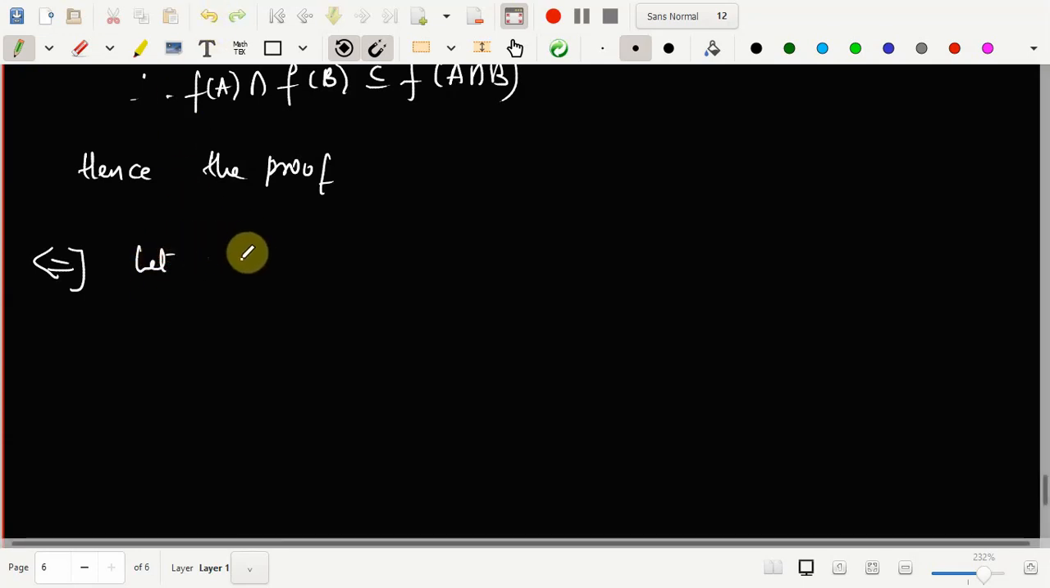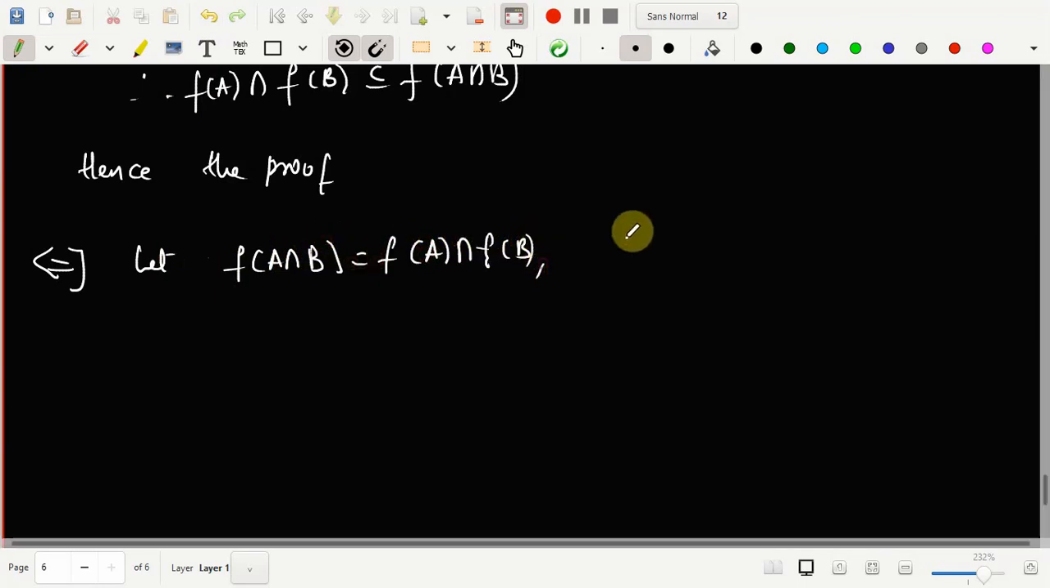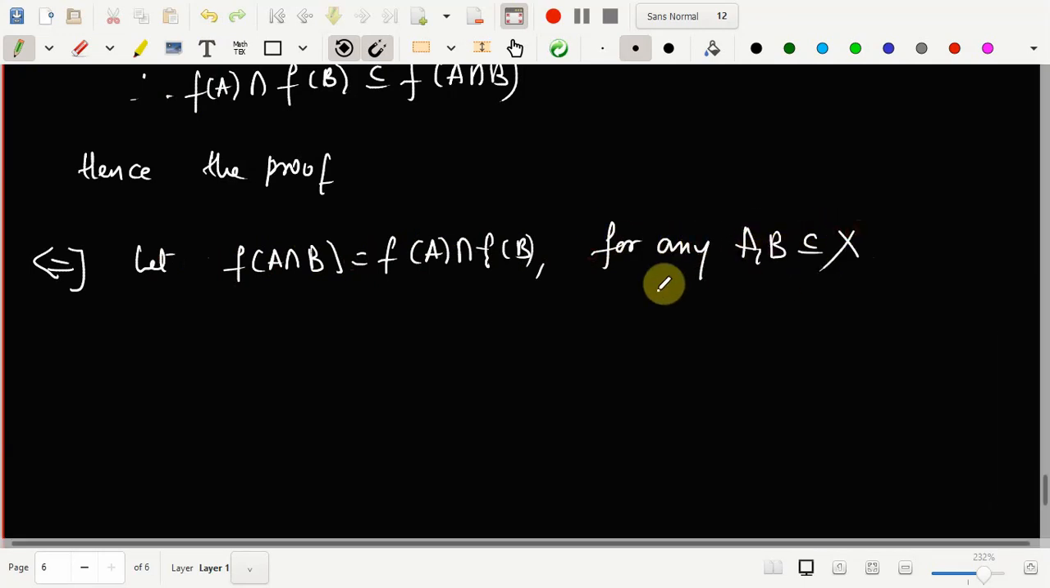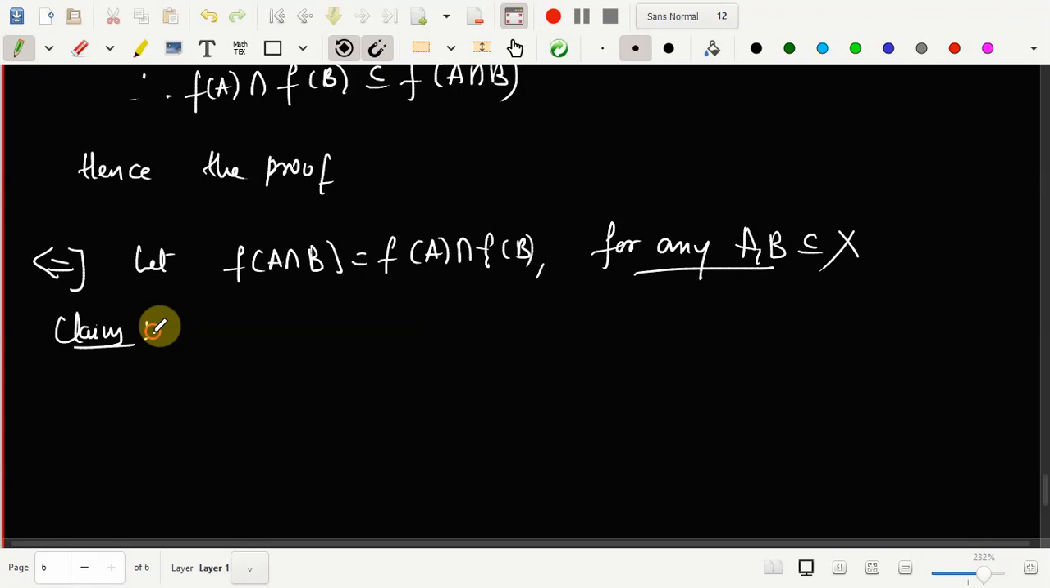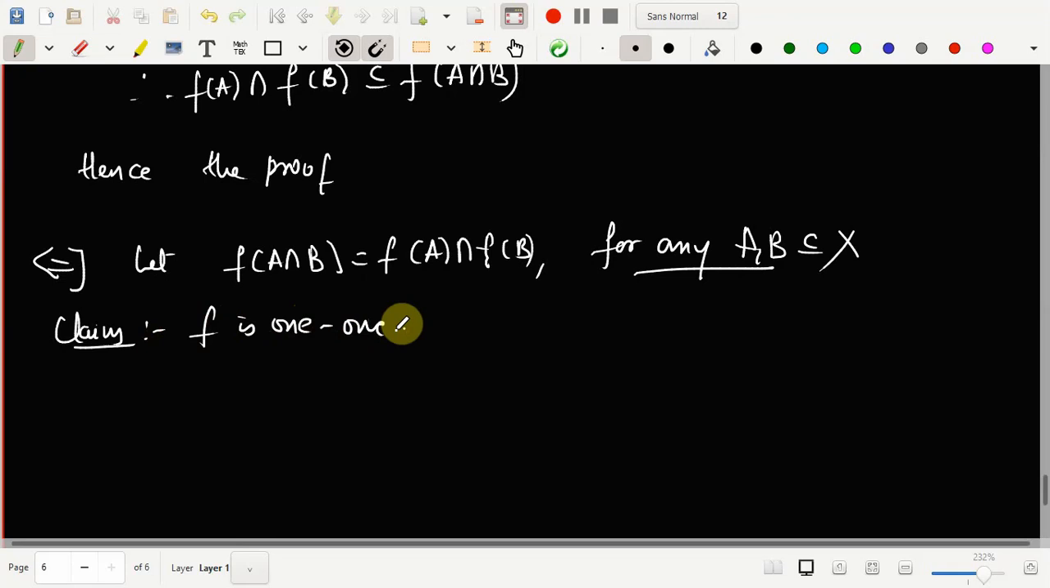let f of A intersection B be equal to f of A intersection f of B for any A and B subset of X. So you need to use this fact that this is true for any subset of X to show that f is one-one. Okay. So what I'll do is that I'll apply the definition to show that the function is one-one. So I'll take two distinct points in the domain of f and I'll show that they have a distinct image.